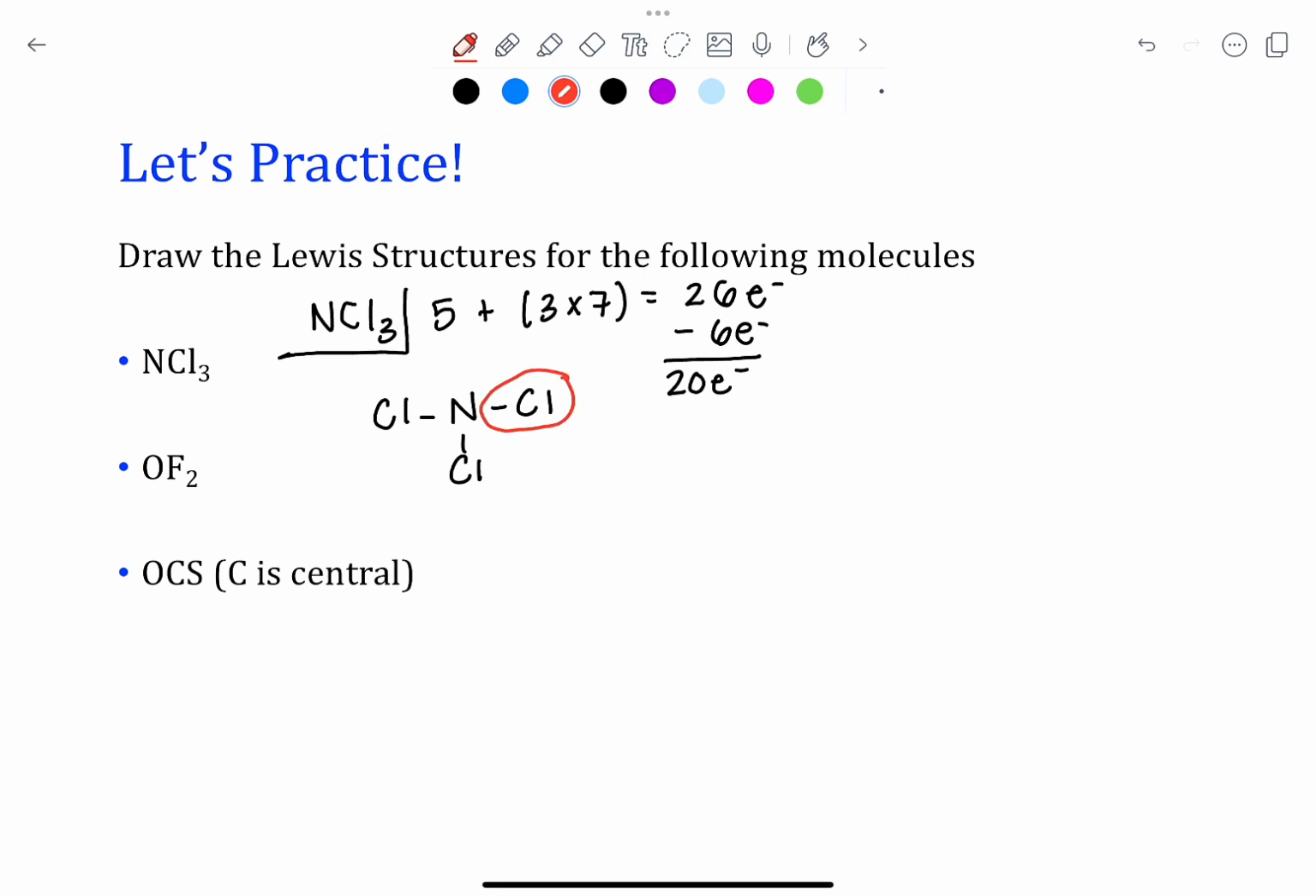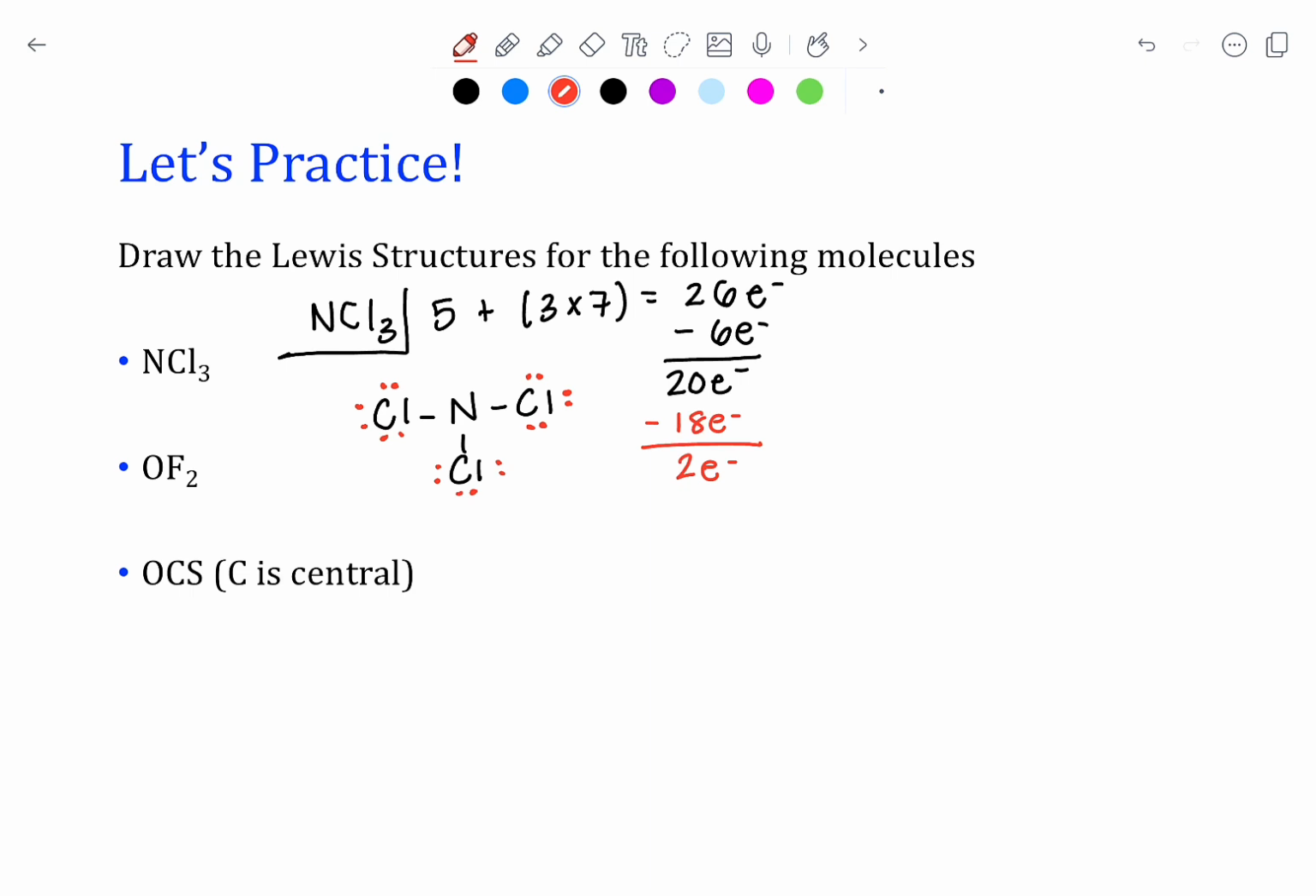So all of my chlorines only have 2 electrons right now. They need another 6. So let's use some of these 20 electrons to complete our octets. So I have to do 1, 2, 3, 4, 5, 6, 7, 8, 9, 10, 11, 12, 13, 14, 15, 16, 17, 18. So I used 18 electrons to complete the octets of chlorine. I have 2 electrons left over.